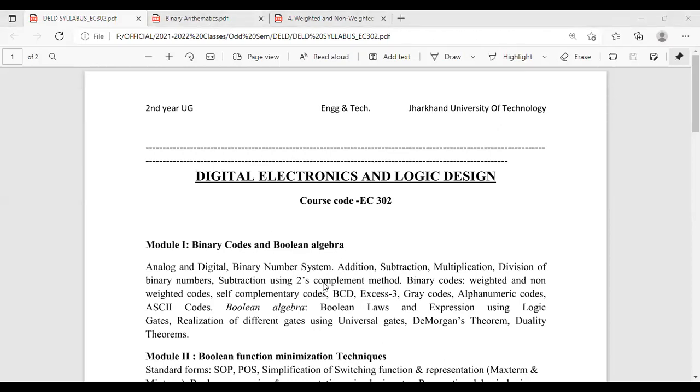So the very first topic is binary number system. There are so many number systems, but basically we have to study the binary.